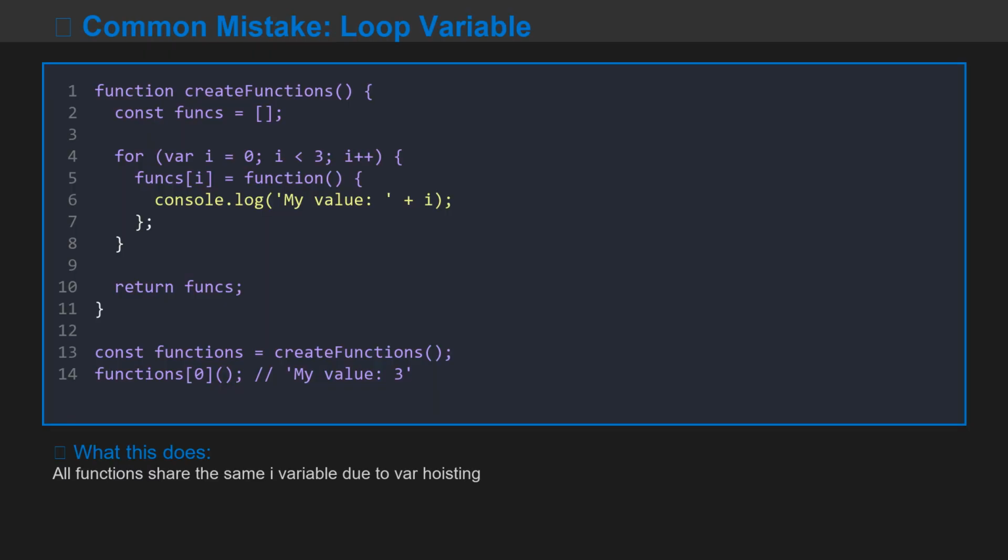Here's a common mistake. We create an array of functions in a loop using var. Notice how all functions share the same i variable because var is function scoped. This is why we get myValue 3 for all functions.